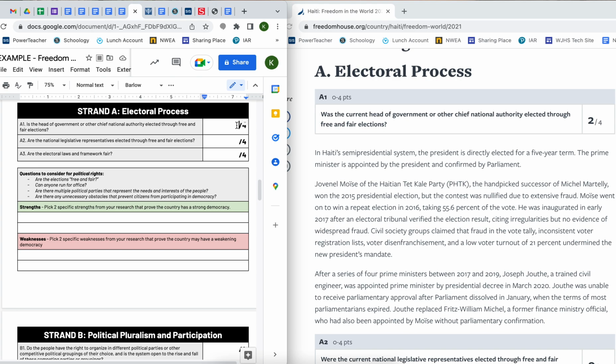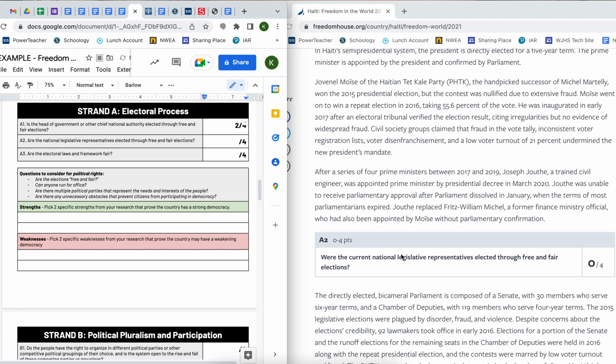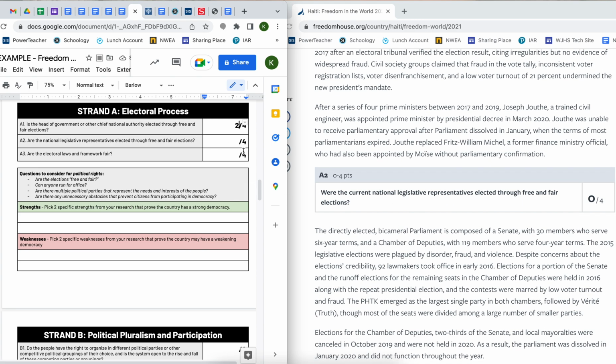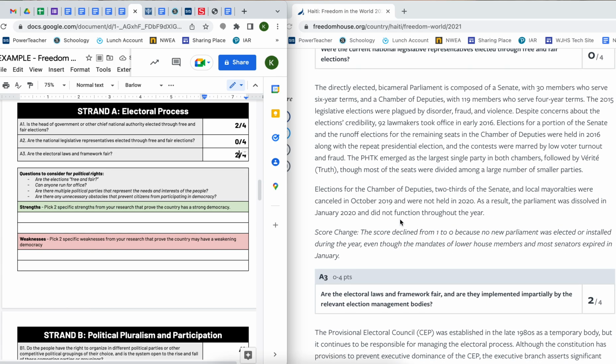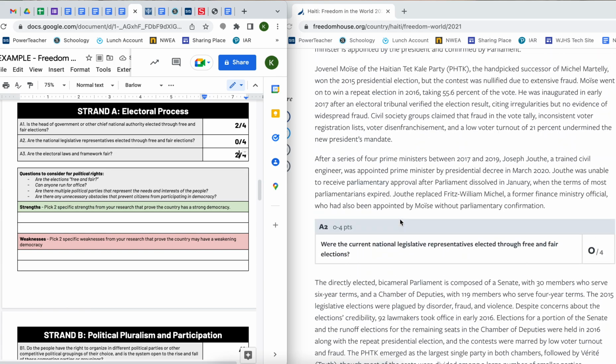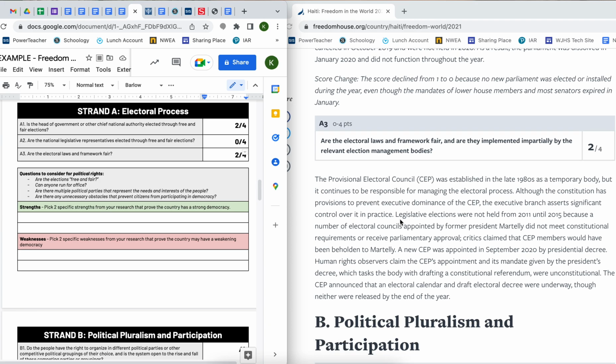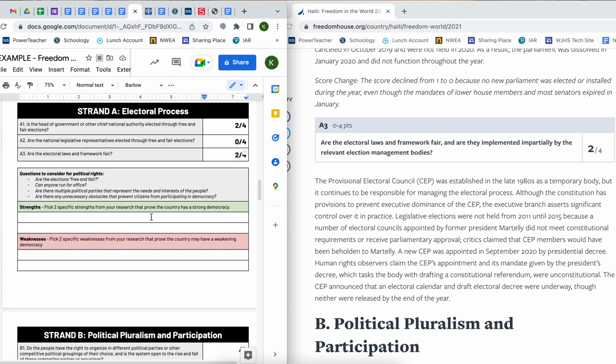So first things first, you're going to jot down the actual values for each of the sort of substrands under the electoral process. So A1, which was the current head of government or other chief national authority elected through free and fair elections. How do they get power, right? That is 2 out of 4. Then A2 is 0 out of 4. And then A3 is again 2 out of 4, right?